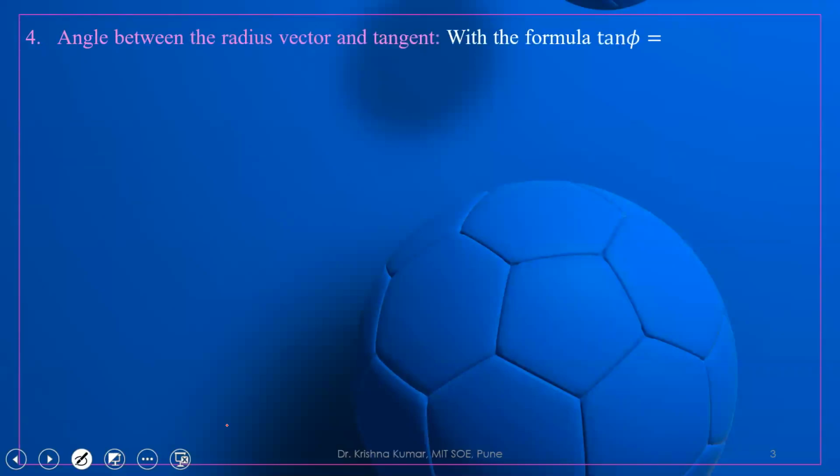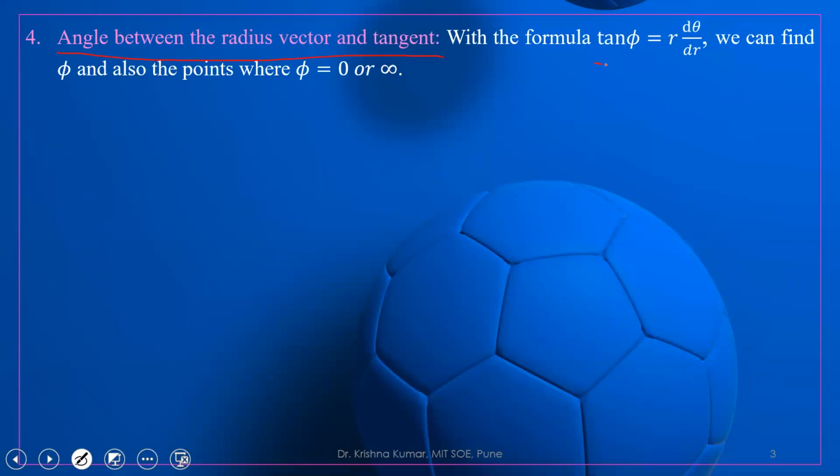Angle between the radius vector and tangent vector is similar to the previous one. With the formula tan phi equal to r d theta by dr, we can find phi and also the points where phi is equal to 0 and infinity.